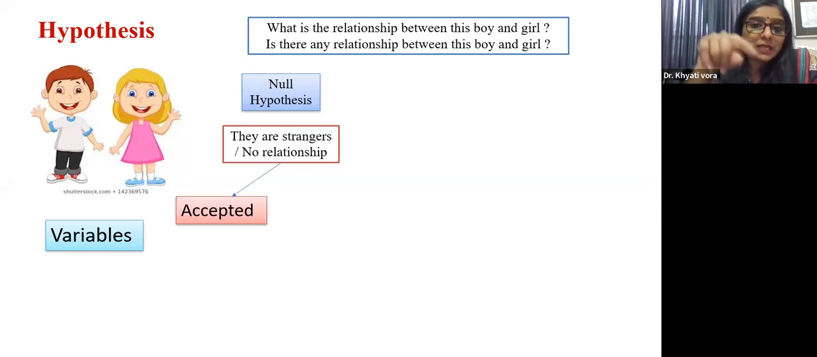If there is no relation, कहां से आया तुम्हारे दिमाग में ये? कौन से पेपर ने तुमको ऐसा बोला? कोई पेपर ऐसा बोलेगा इन दोनों के बीच में रिलेशनशिप नहीं है तो तुम उसको स्टडी क्यों कर रहे हो? 15 लोग बोल रहे, 50 लोग बोल रहे, this boy and girl have a relation. तुम्हारी स्टडी बोल रही नहीं इनके रिलेशन नहीं है, ये दोनों स्ट्रेंजर है. Null hypothesis is accepted, it's a null. नल मतलब नथिंग, नो रिलेशनशिप. Null means no relationship. It is accepted.